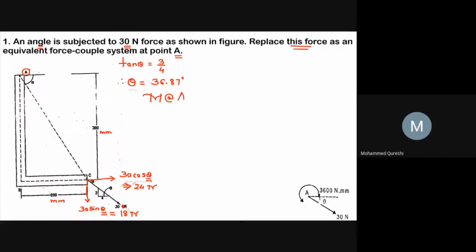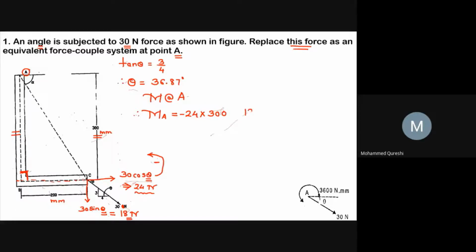As we have to replace this 30 Newton force over point A, we have to first take the moment about point A. So taking moment about A will be equals to, let us take this as first force. So here 24 into this force is making a perpendicular distance with respect to point A over here. So this perpendicular distance will be equals to 300 mm. So force is your 24 and perpendicular distance is 300. As this 30 cos theta, that is 24 Newton, will move towards point A in anti-clockwise direction, hence it will be taken as negative.